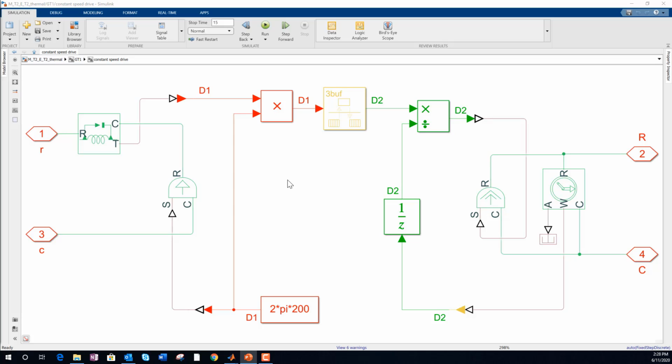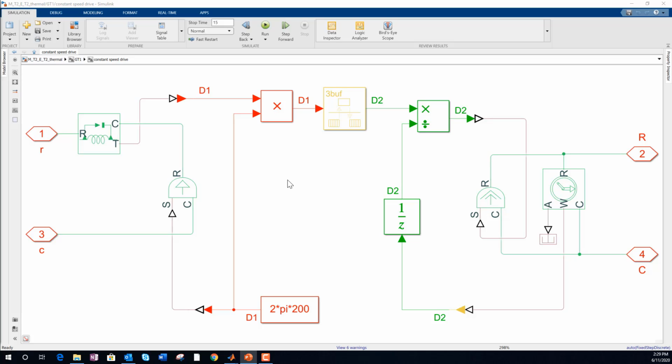D1 is the electrical sample time, which in this case is 50 microseconds, and D2 is a slower sample time for the gas turbines, which in this case is 0.5 milliseconds. We use different sample times to reflect the different time constants we have in the different physical systems. We'll also see that using different sample times enables us to run this model in real time using Simulink Real-Time and Speedgoat hardware.